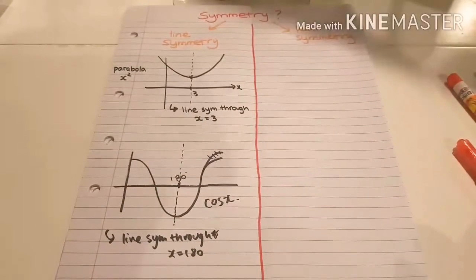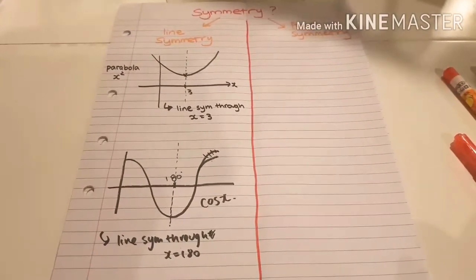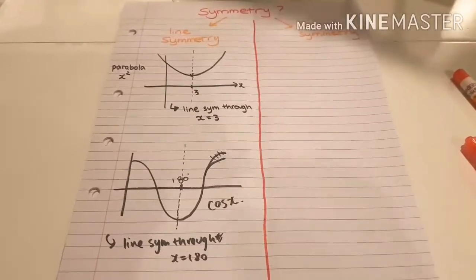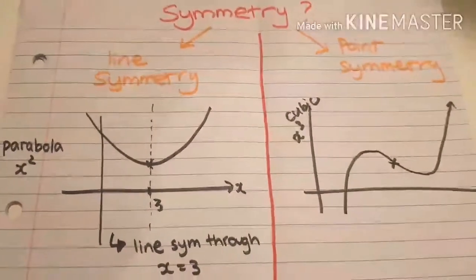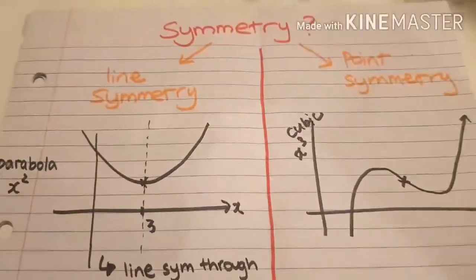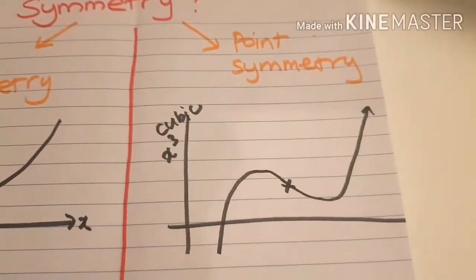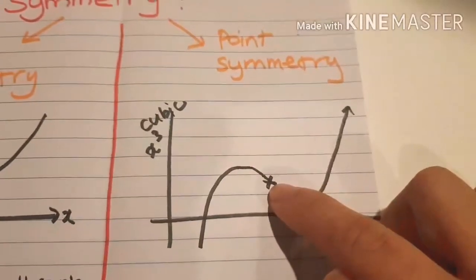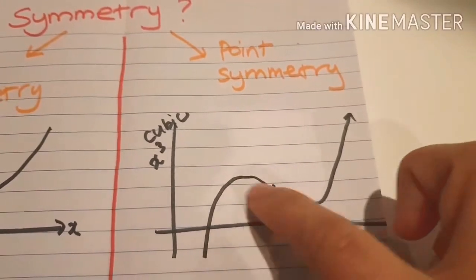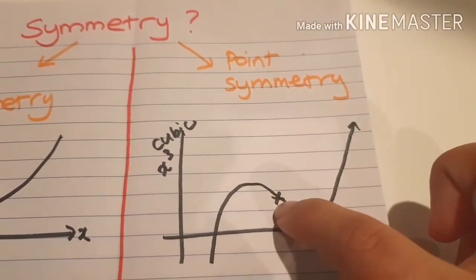So there you go, that's all about line symmetry. And the other one is point symmetry. For point symmetry, the cubic function has point symmetry. So what is it about? At this point, this is the POI, the point of inflection, where the curvature changes from sad face back to happy face.